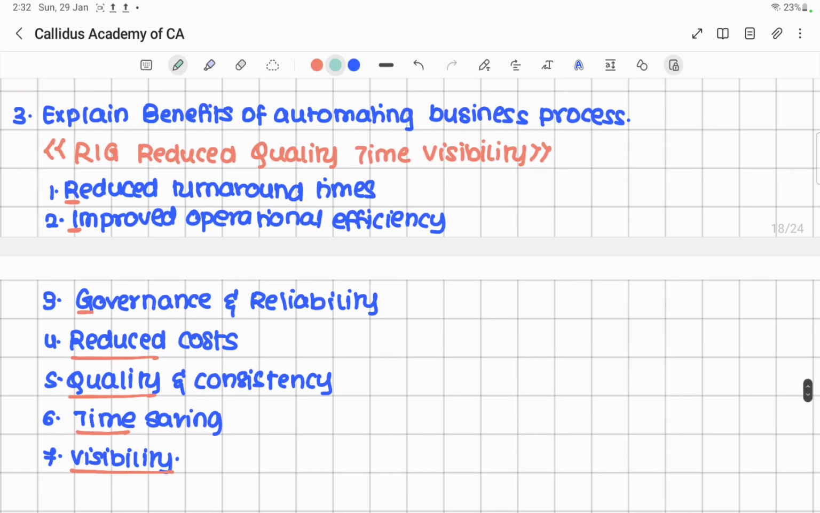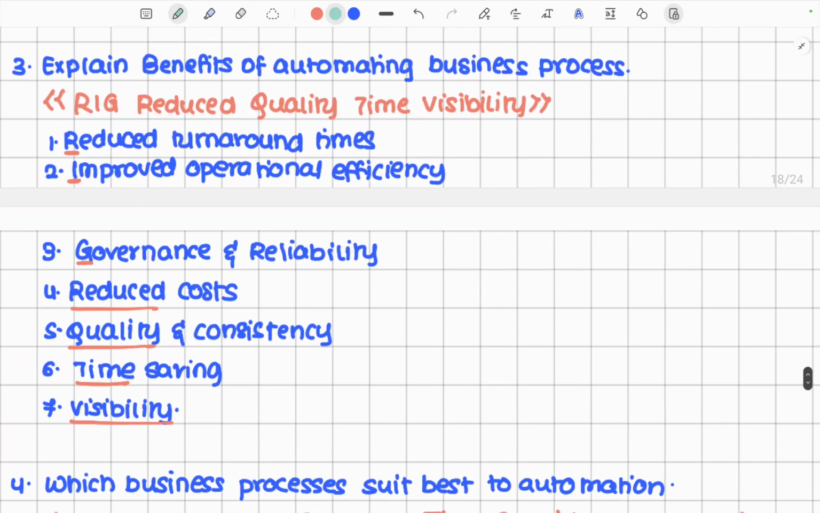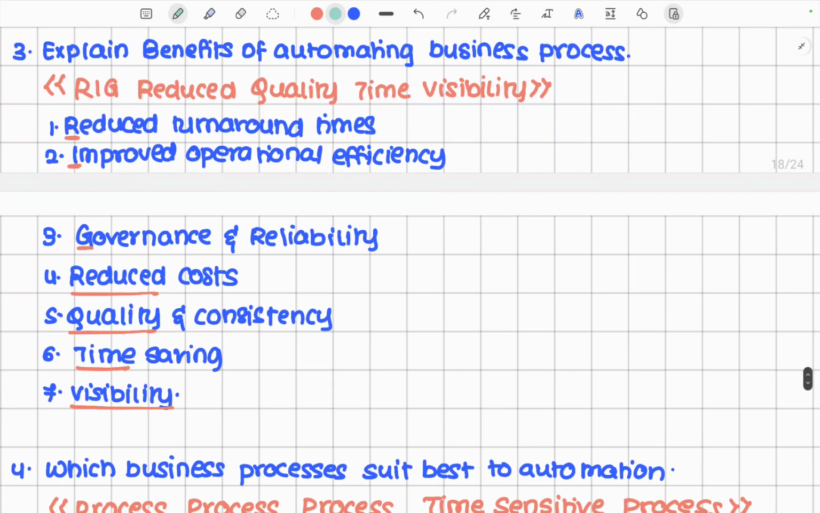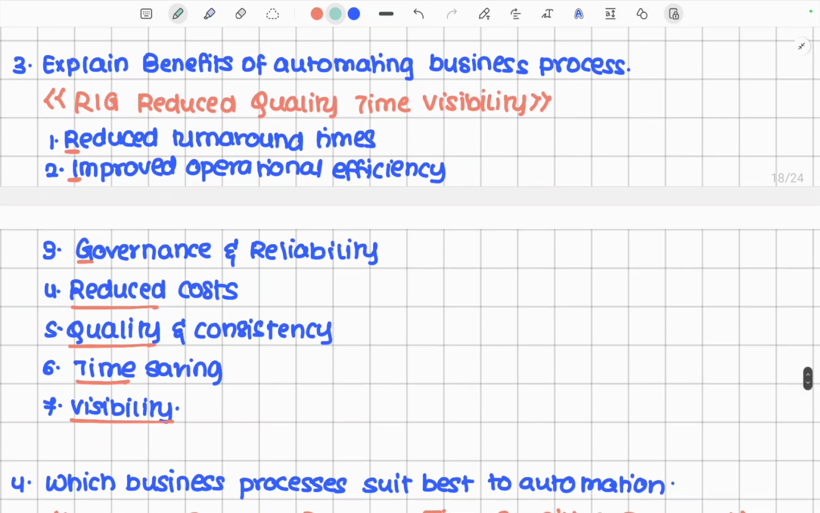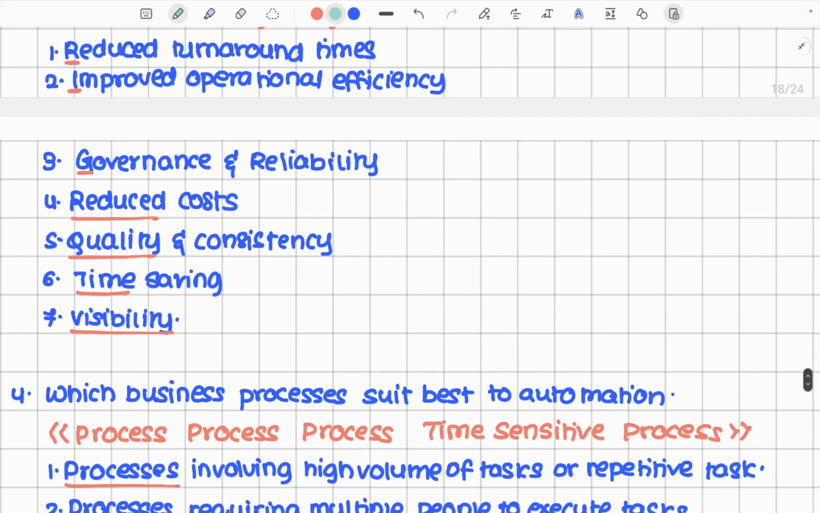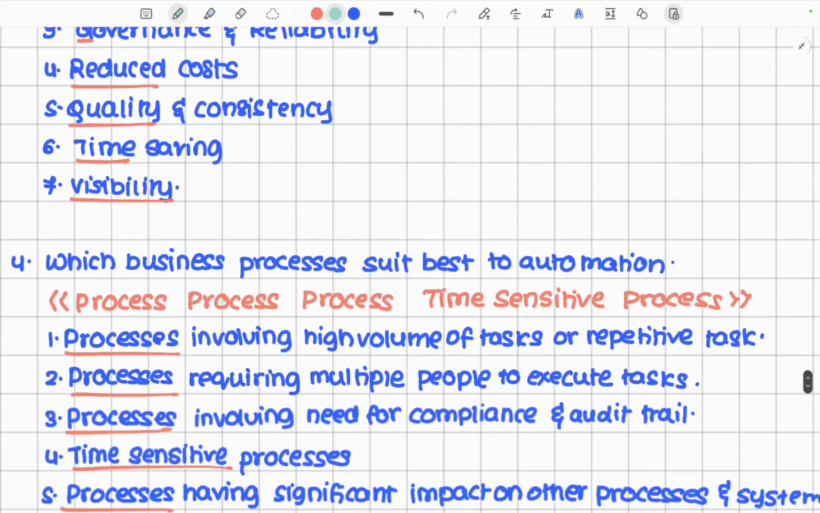Now the next question is, explain the benefits of automating business process. The cheat code is RIG, reduced quality, time, visibility. The cheat code is pretty easy. So let's start. R stands for reduced turnaround times. I stands for improved operational efficiency. G stands for governance and reliability. Then reduced cost, quality and consistency, time saving and visibility.